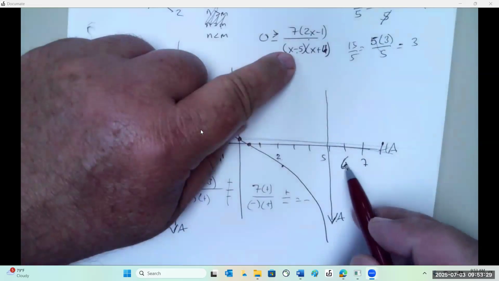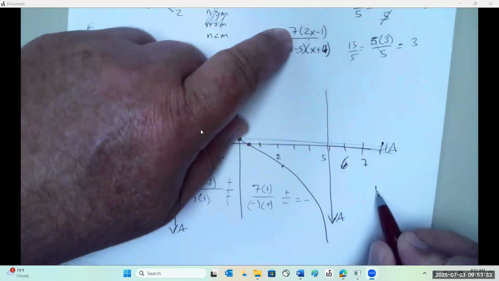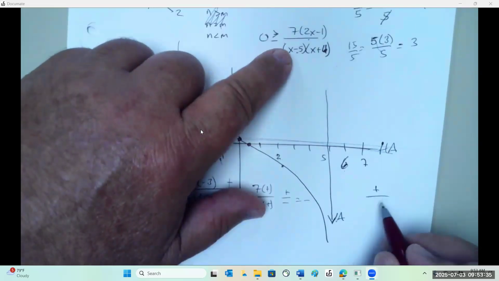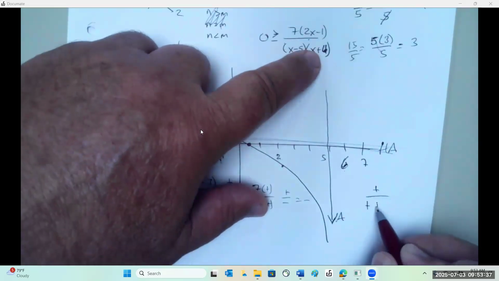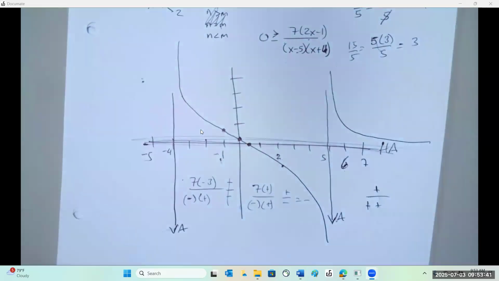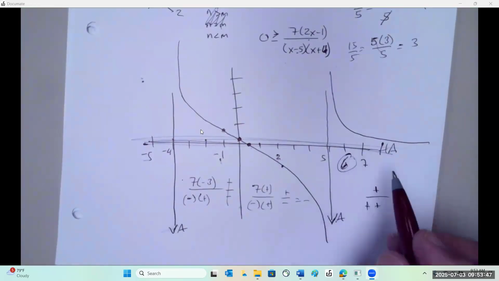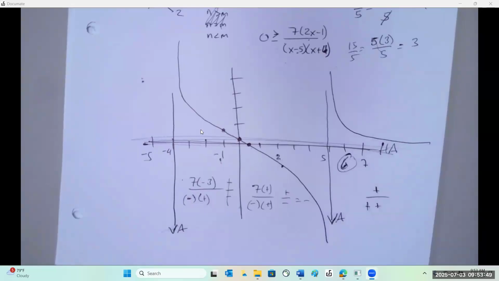So on top, 6 times 2 is 12 minus 1. That's going to be a positive on top. 6 minus 5 is positive. 6 plus 4 is positive. So my answer here has to go like this, because there is no x-intercept. And when I plug in 6, the answer is going to be positive. So it has to be above the x-axis.